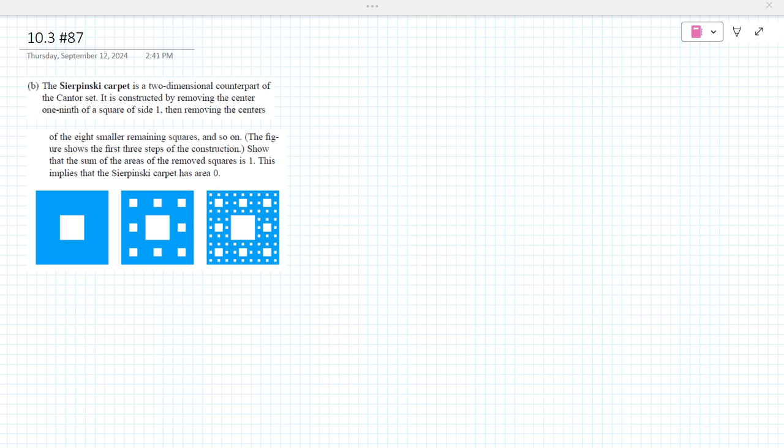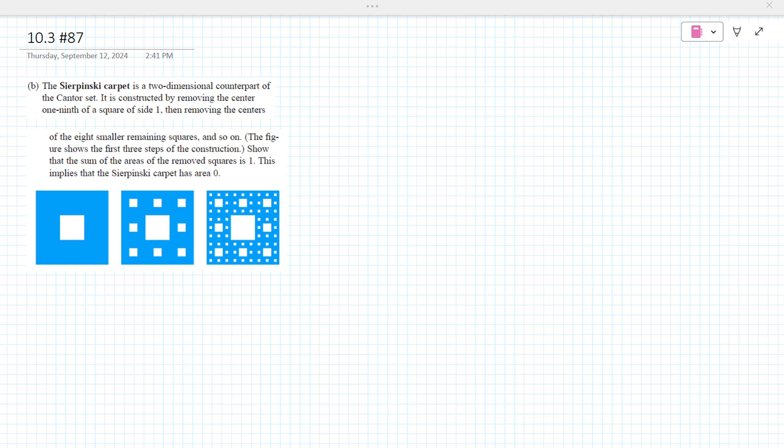This is 10.3, number 87, and the question is: the Sierpinski carpet is a two-dimensional counterpart of the Cantor set. It is constructed by removing the center 1/9 of a square of side 1, then removing the centers of the 8 smaller remaining squares, and so on. The figure shows the first 3 steps of this construction.